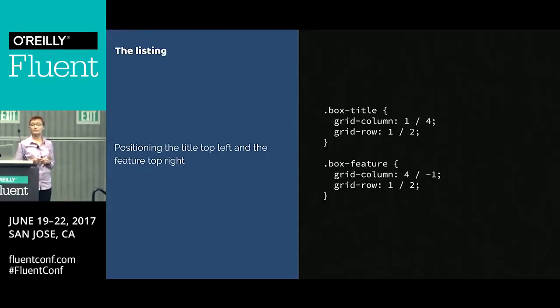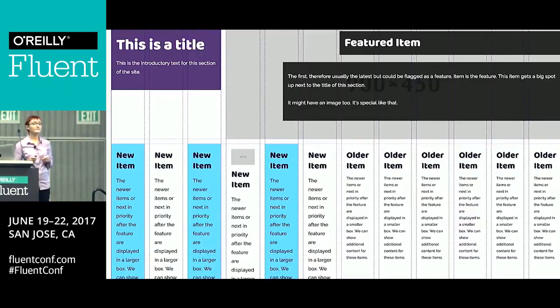So this is the top of my grid. I've got the title, and then I've got that feature box that I worked on, and I want to have those sat next to each other. So I'm using grid column and grid row just to set their position on the grid, which gives us this. So we're kind of getting there, but the items below are still stuffed into skinny little columns below.